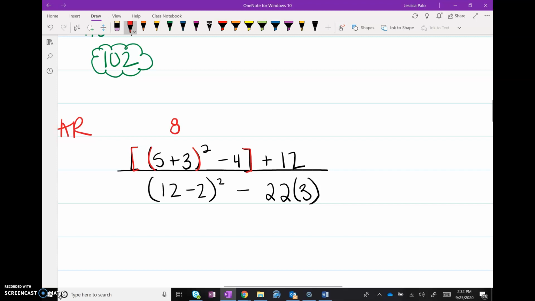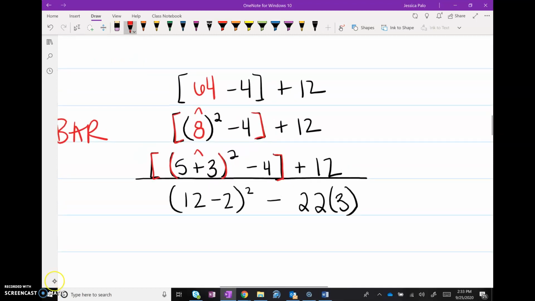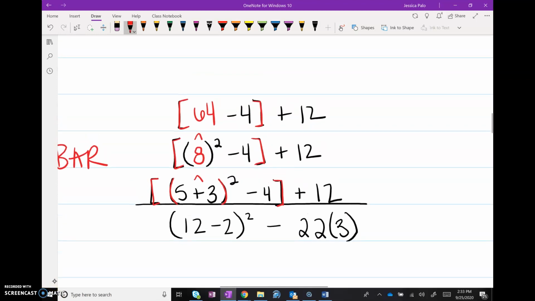Now we can rewrite the remaining expression. Okay, we are still in these brackets. I don't see any more grouping symbols inside the brackets, but now I see exponents. 8 to the second power. 8 to the second power is 64. So we got that. Now we have to rewrite the expression again. We are still working in these brackets, so we're still on G. We have 64 minus 4 in our brackets, which equals 60.